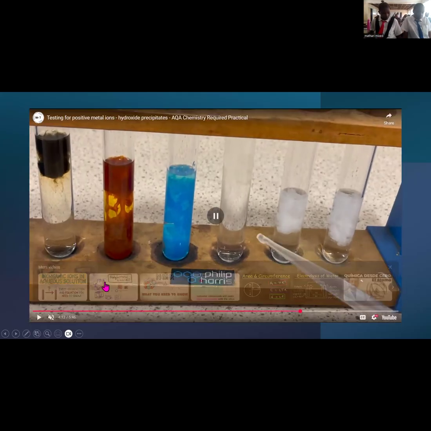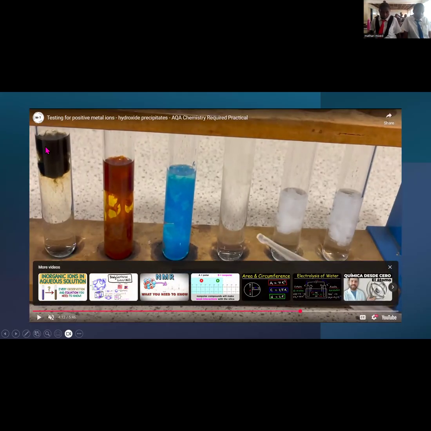Okay, so dirty green precipitate, Fe2+, orange precipitate, Fe3+, blue precipitate, Cu2+, a white precipitate which dissolves in sodium hydroxide, that is zinc. The other two are aluminium and lead. Let's move on.